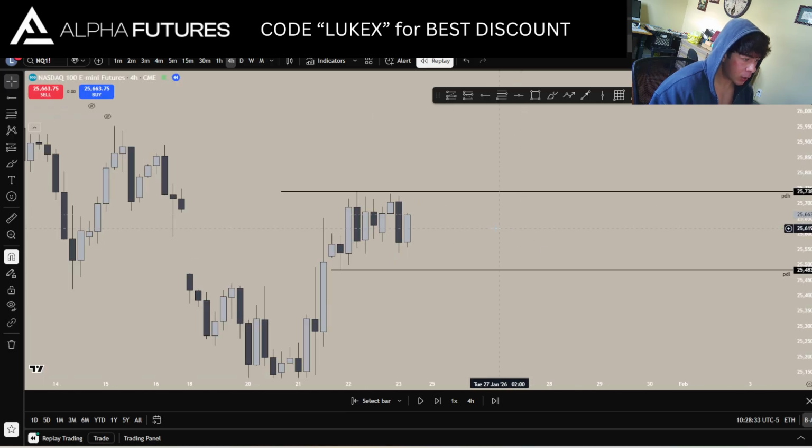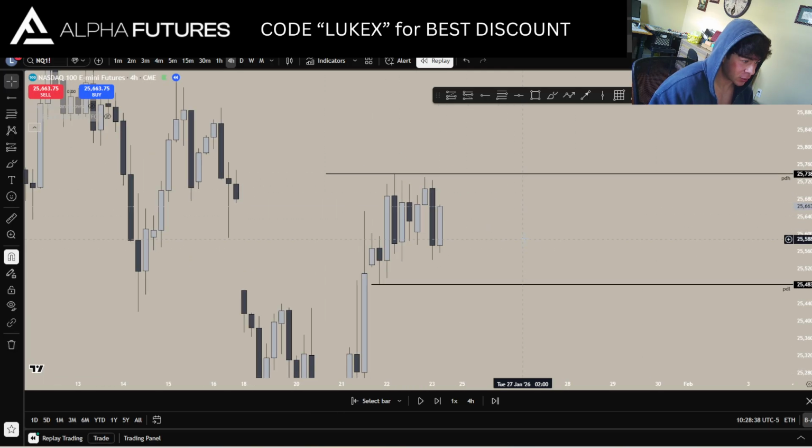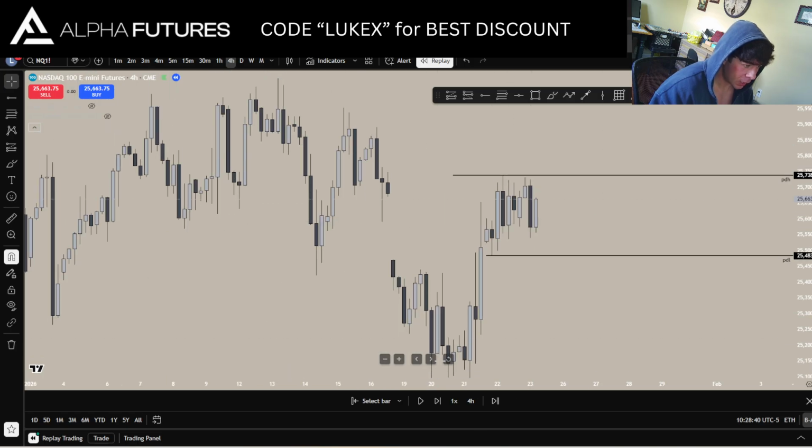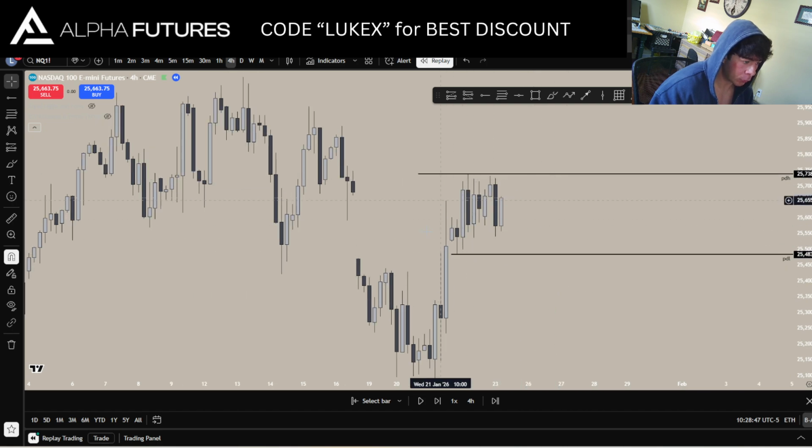Next, we go down to the 4 hour. As you can see, previous day high, previous day low. We're in a range, so this isn't the greatest price action. But you see that the 4 hour is technically in bullish structure. We broke structure to the upside. We've been trending, but the 4 hour is just overall in a range.